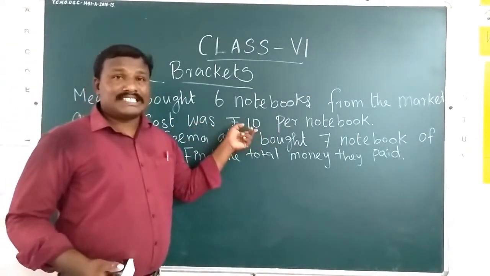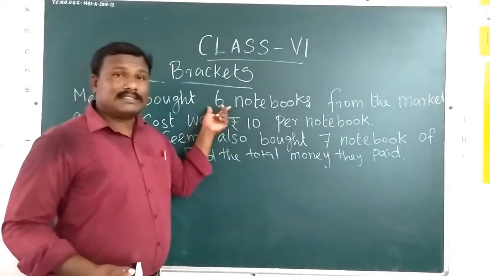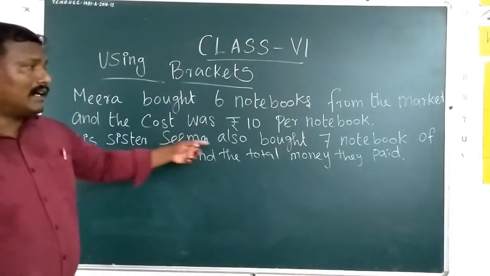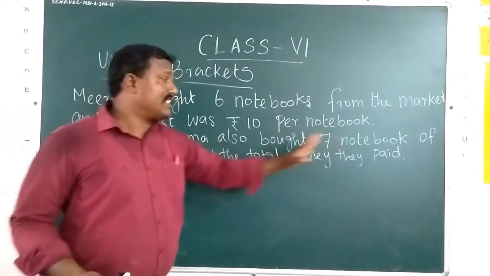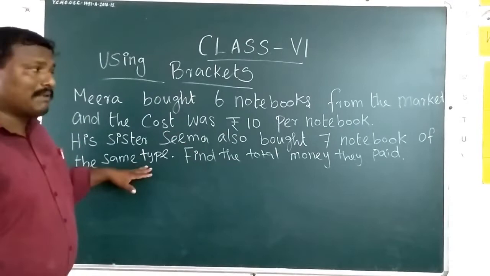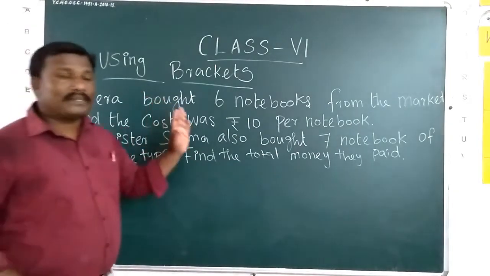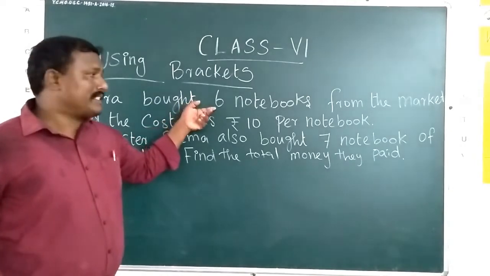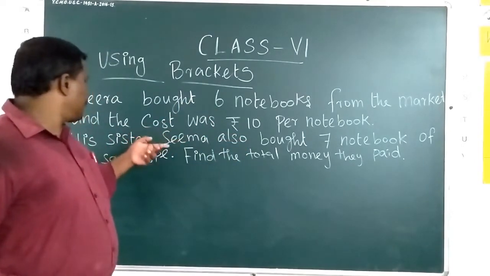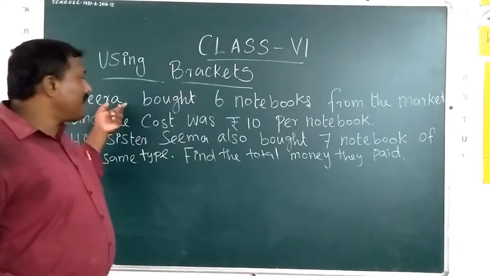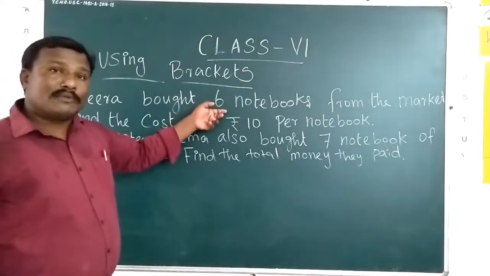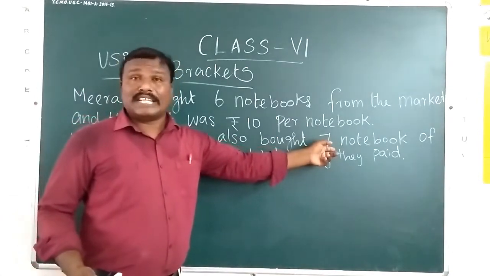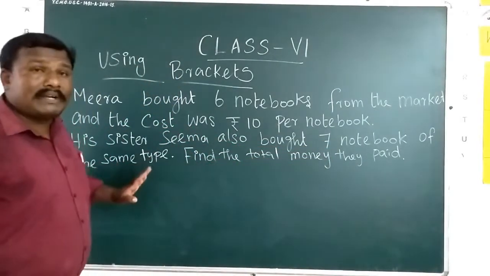One notebook costs 10 rupees. She bought 6 notebooks. Her sister Seema also bought 7 notebooks of the same type. Same type means each notebook is 10 rupees. So Meera bought 6 notebooks, each notebook 10 rupees, and Seema also bought 7 notebooks, each notebook 10 rupees. Find the total money they paid.